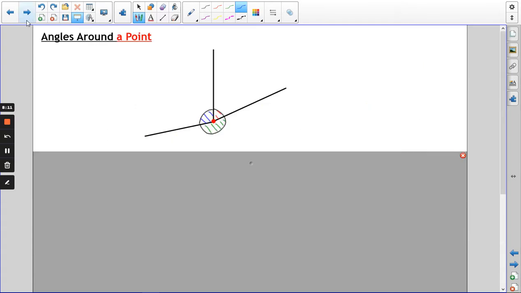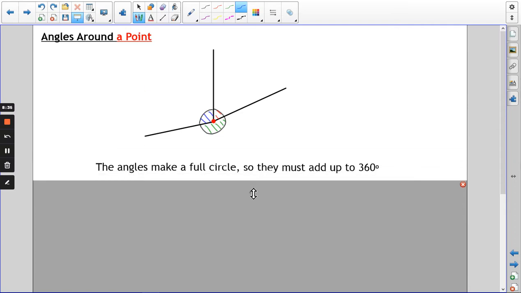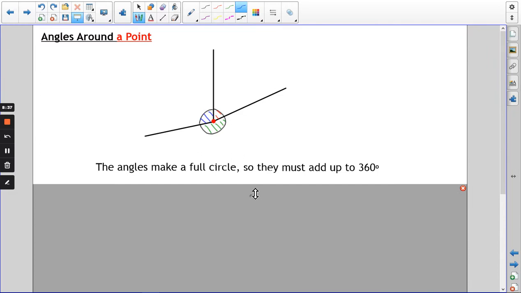Okay, then we move on to angles around a point. So pause the video and see if you can draw that for me. So I've got a little red dot in the middle, which is where all my lines come from, and I've got three different angles there. Okay, I've got a blue one, a red one, and a green one, and they make a full circle. So that must mean that they add up to 360 degrees this time.